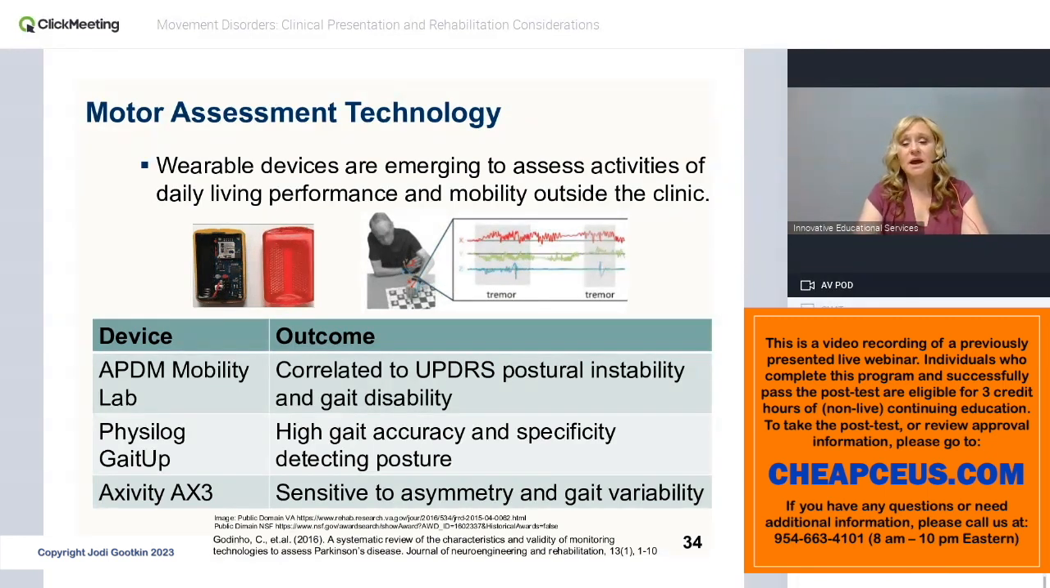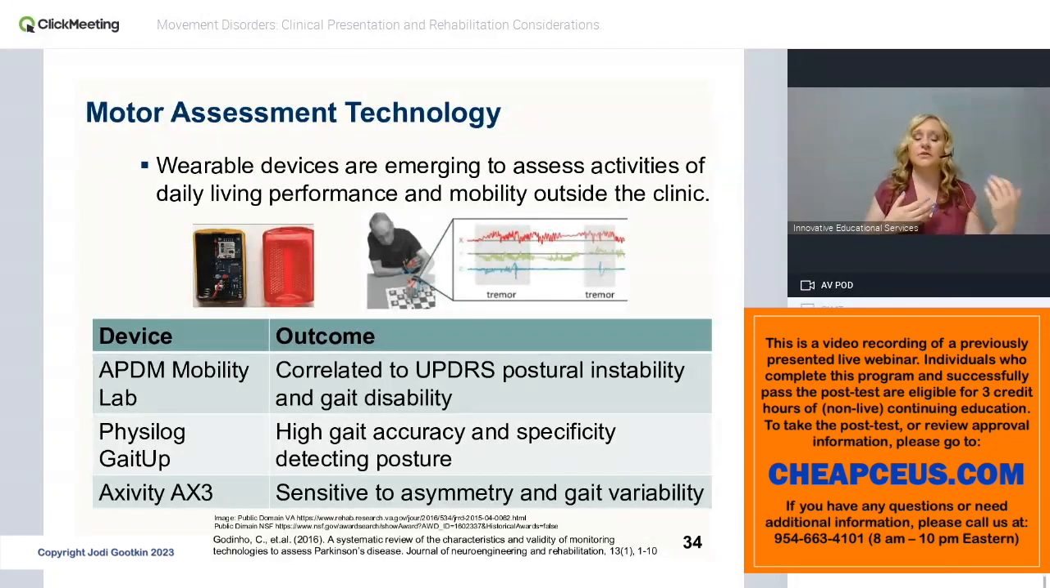Motor assessment technology is emerging for individuals who present with Parkinson's disease. The idea is to consider that we see them for such a small window. What happens when they are outside the clinic? Is what we're doing really carrying over? Do they have other challenges that we're not really aware of? So they're coming up with different types of sensors and wearable technology, either wristbands or on shoe straps or across the chest, that can give the clinician insight as to how the individual reacts to stimuli in their own environment.